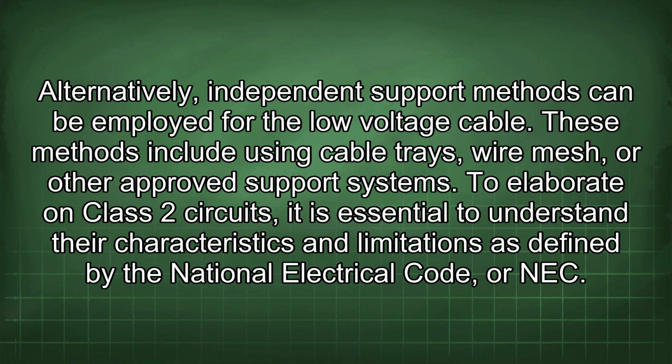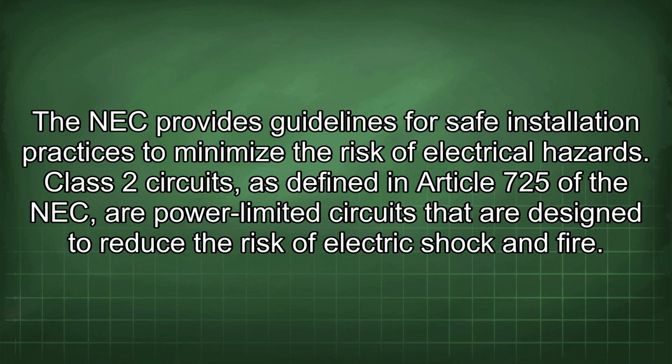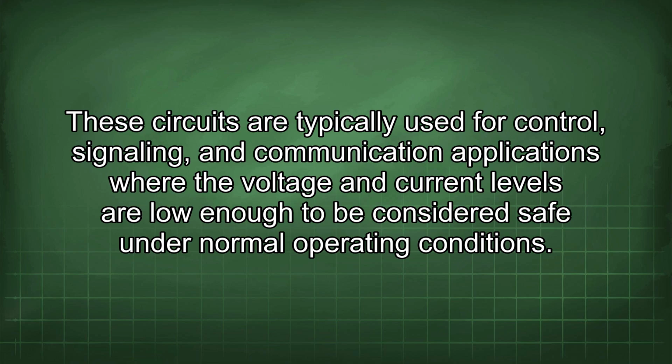To elaborate on Class 2 circuits, it is essential to understand their characteristics and limitations as defined by the National Electrical Code, or NEC. The NEC provides guidelines for safe installation practices to minimize the risk of electrical hazards. Class 2 circuits, as defined in Article 725 of the NEC, are power-limited circuits that are designed to reduce the risk of electric shock and fire. These circuits are typically used for control, signaling, and communication applications where the voltage and current levels are low enough to be considered safe under normal operating conditions.